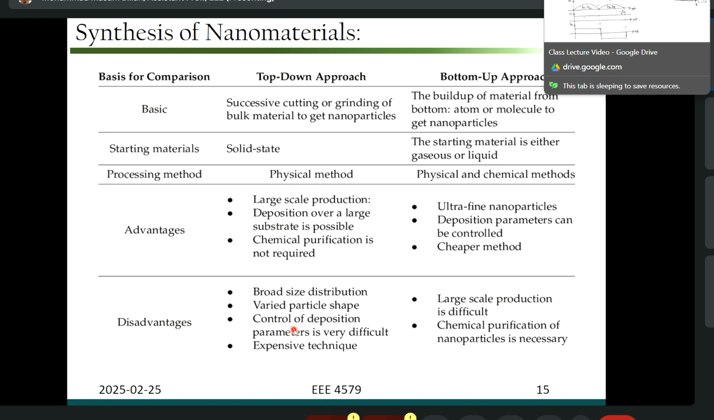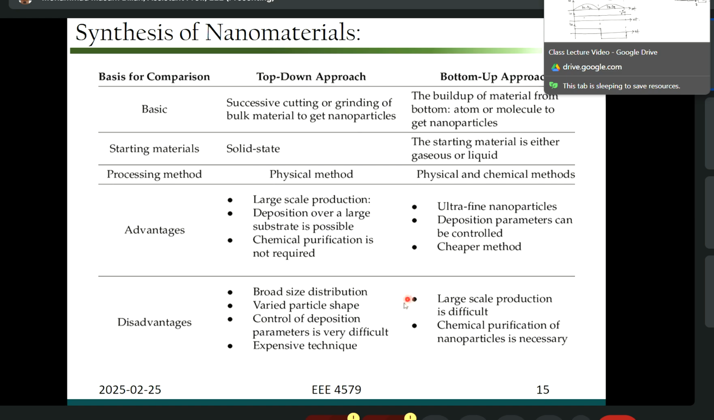However, they have some disadvantages. For example, size distribution is a disadvantage, and there are various particle shapes, because once you have big-size production, you don't need to worry about the particle shape. They can be randomly generated shapes, but in the bottom-up approach, you should consider that kind of shape precision as well. But in a physical method, there is no way to control the shape of the nanoparticles. So this is a disadvantage.